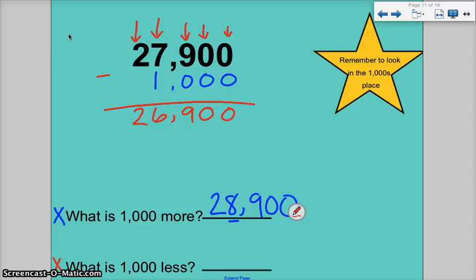What is 1,000 less than 27,900? 26,900. Again, the thousands place is the place value that changed. A big mistake, remember, third graders, is thinking that you can change the thousands place and then make everything else zeros. But remember, Mrs. Luzwitz carried her 9 down because that place value wasn't changing. Let's try the next one.